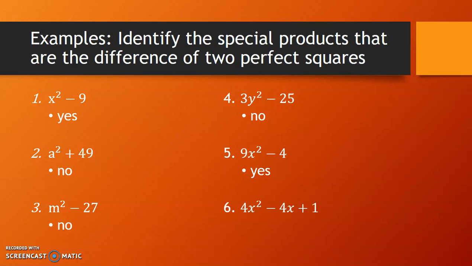And the last one here, I have 4x squared minus 4x plus 1. Right away, hopefully you guys see that this looks different than all the other ones I've shown you, because there are 3 terms, so this is not a binomial, because there's 3 terms, so this would be a no.